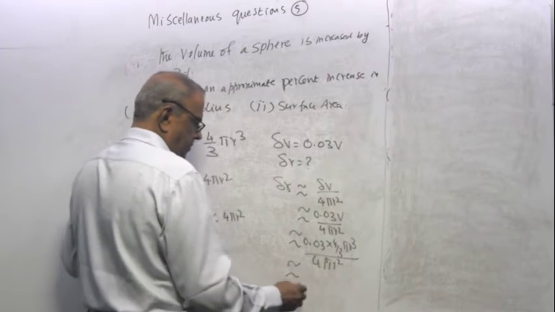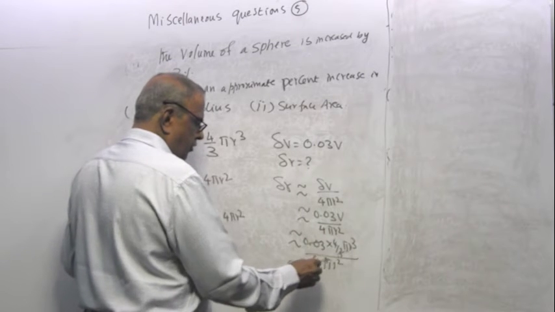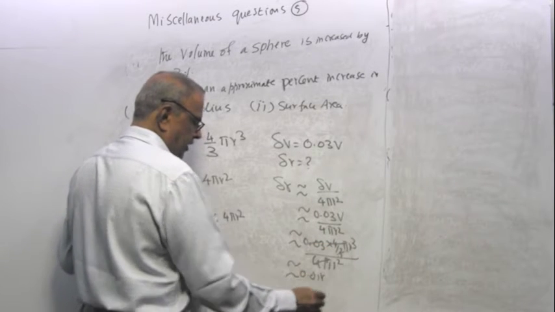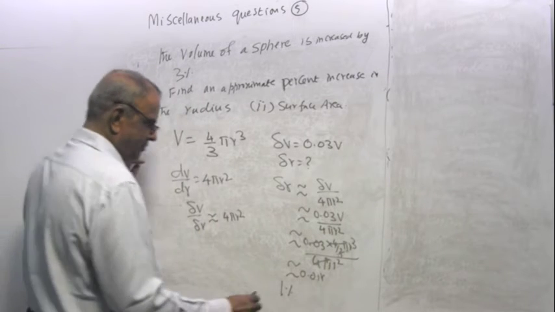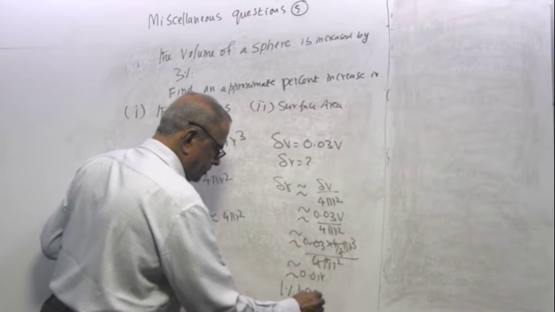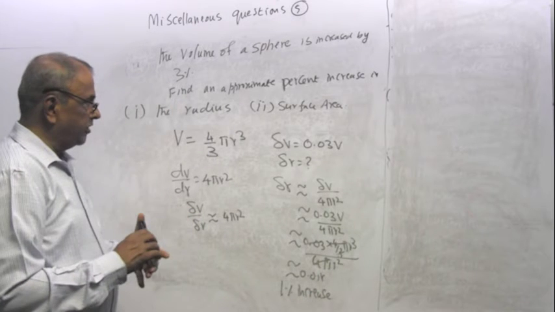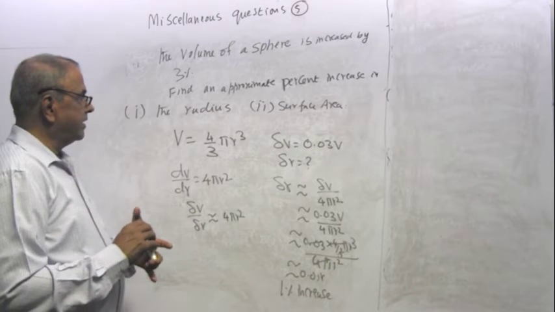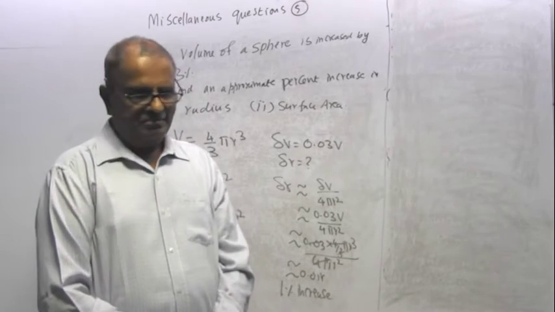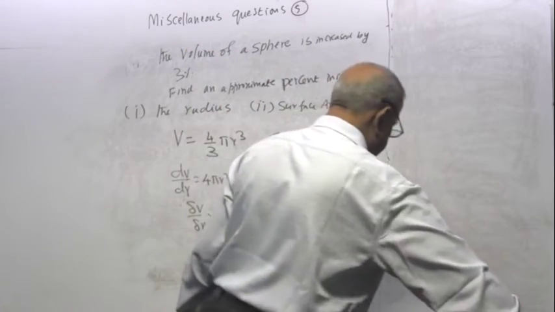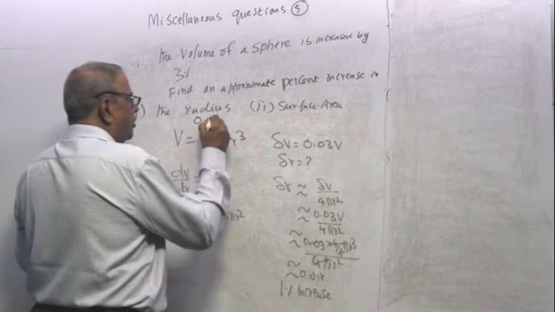So look, the 3 and 0.03 gives you 0.01. 4 pi and 4 pi will cancel, leaving 0.01 r, so a 1% increase. So if the volume increases by 3%, then the radius will increase by 1%. Yeah? Very good. So I know now this is 0.01 r.